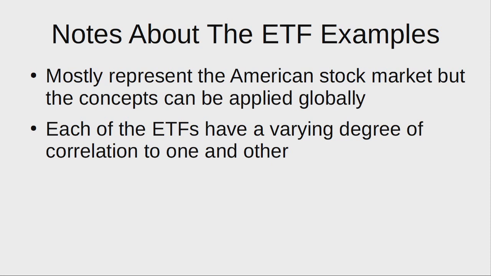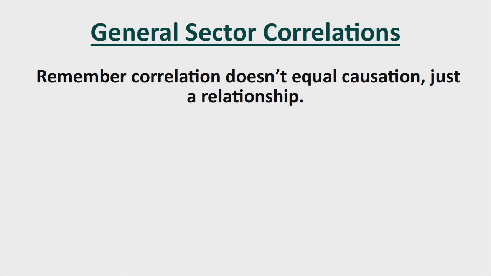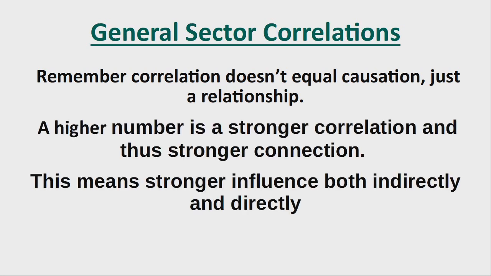So in some stock markets, there will be a greater correlation between the energy and financial sectors at certain times to the broader stock market in comparison to the American stock market. A quick note to remember, correlation doesn't equal causation. It is just a relationship and connection between these ETFs, meaning that a higher number closer to 1 will be a stronger correlation. That will mean there is more influence, both directly and indirectly, between ETFs.